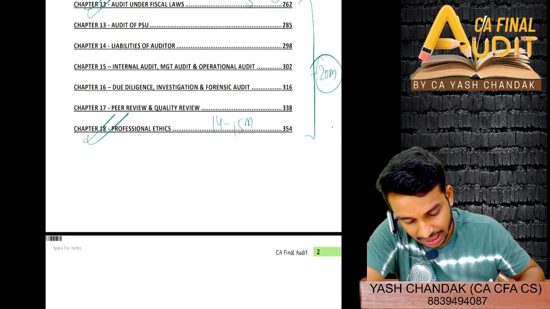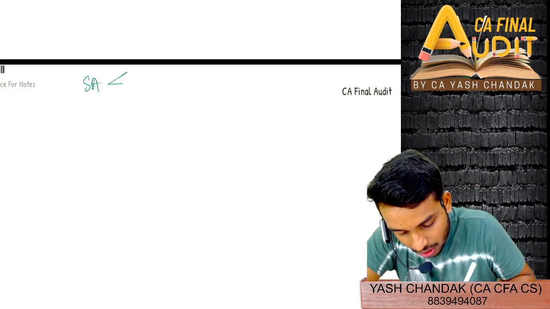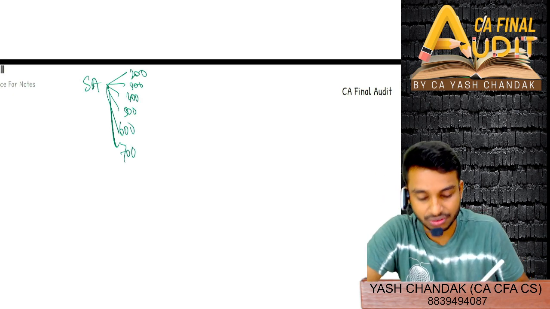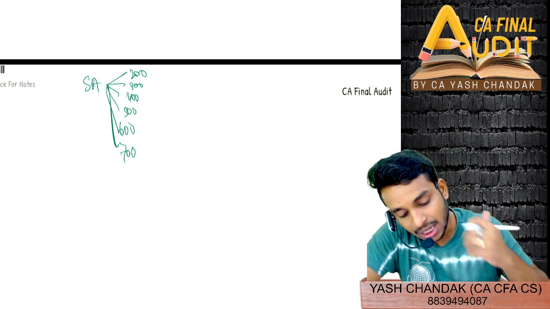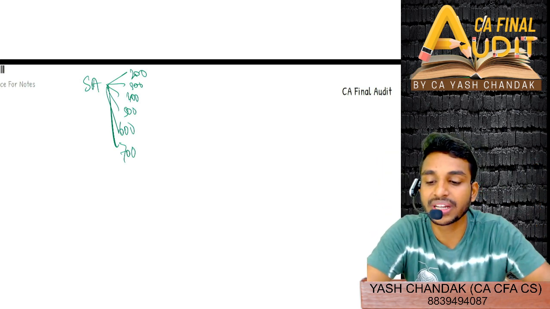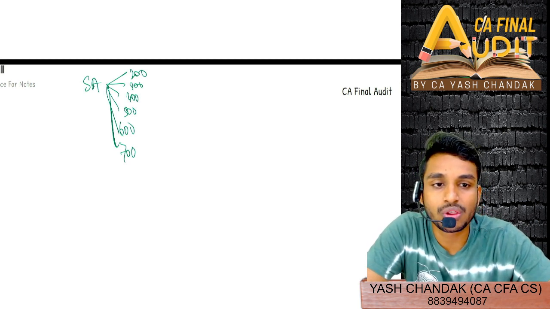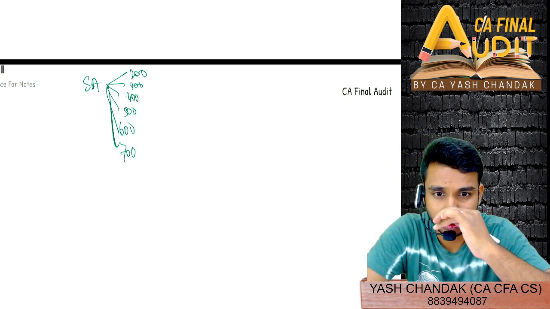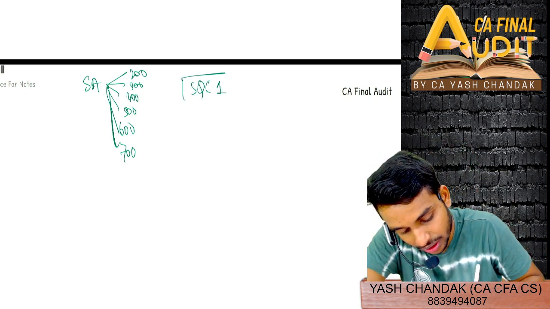So in standards on auditing, I'll quickly tell you, already you might be aware, we have to do 200 series, 300 series, 400 series, 500 series, 600 series and 700 series. These are standards on auditing, right? Before that, there are also other standards. Other than standards on auditing, there are also other standards, like one we study, the quality control standard, SQC1.